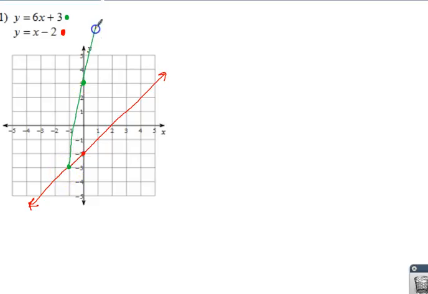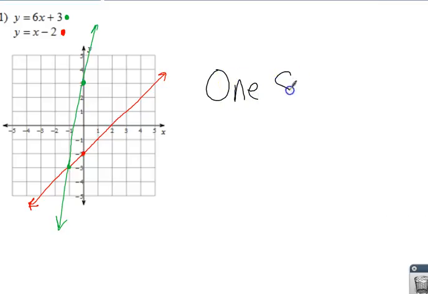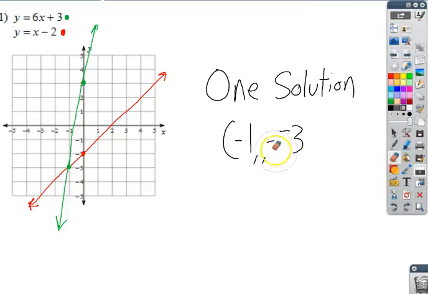Now, on these particular graphs, you're going to be asked, hey, what's the solution? Well, it's where they cross, if they cross. These do cross, so it's one solution. And where is that particular solution? Well, it's at the intersection point of both the red and the green line. Think about that for a second. Yep, you're right. It's negative 1 for the x, negative 3 for the y. Moving on. And you want to close your parentheses, because that is a coordinate there.